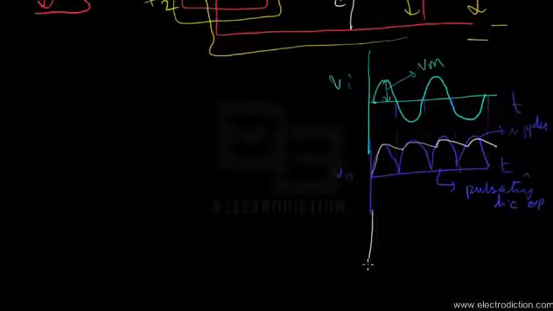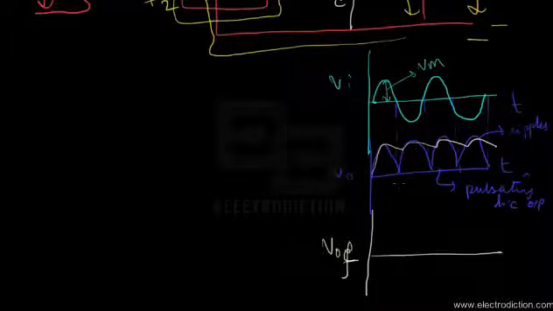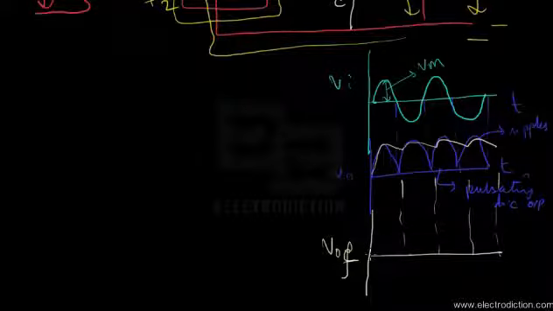And if we draw the output across the filter capacitor, let me just name it VOF. Okay, so here go the divisions for the half cycles. Now the output across the filter capacitor would look somewhat like this. The capacitor would charge quickly during the first half of the input half cycle, and then discharge slowly, and then charge again and discharge slowly, charge again, discharge slowly, and so on.